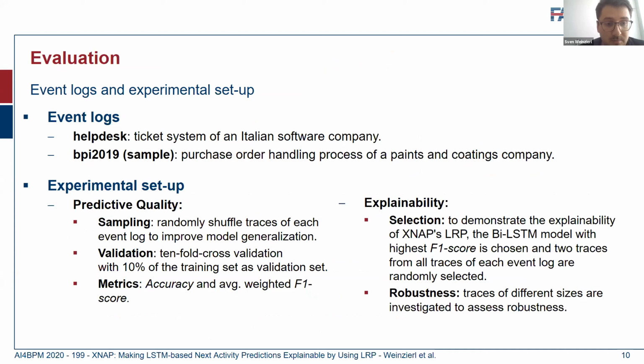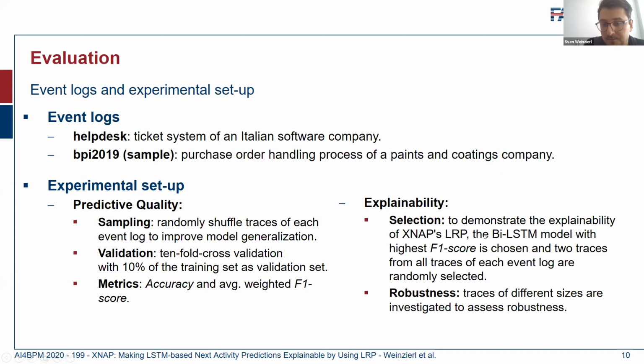Regarding the predictive quality, we performed some shuffling randomly. We randomly shuffled the traces to ensure some model generalization. After that, we performed a tenfold cross-validation and measured the predictive quality by the accuracy error and the average weighted F1 score.